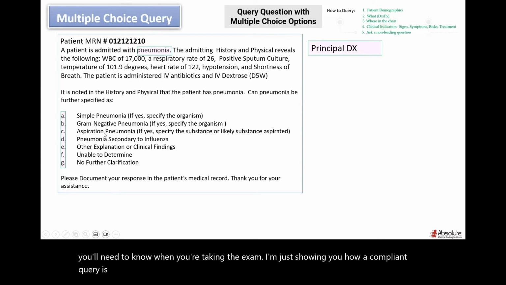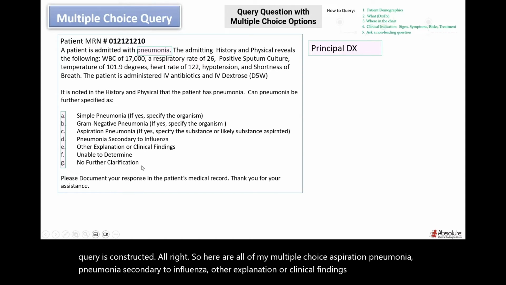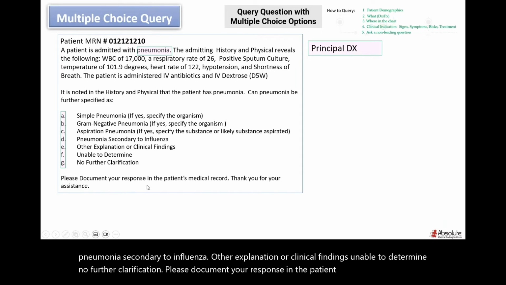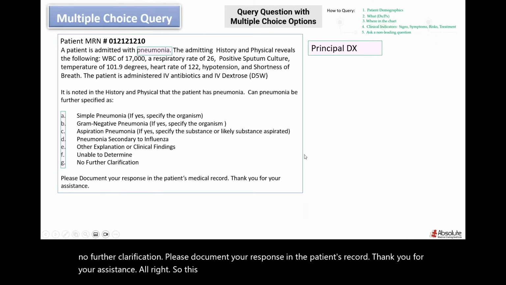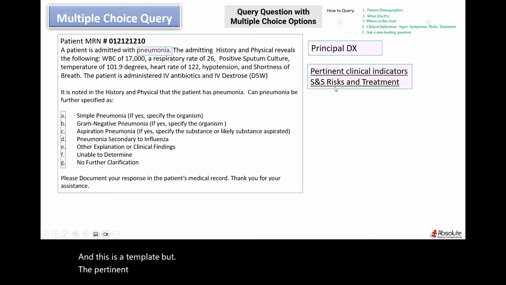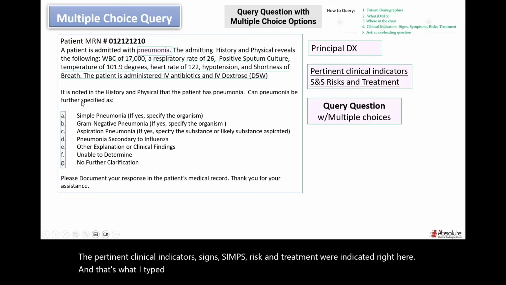All right, so here are all of my multiple choice: aspiration pneumonia, pneumonia secondary to influenza, other explanation or clinical findings, unable to determine, no further clarification. Please document your response in the patient's record. Thank you for your assistance. All right, so this is an example, and this is a template, but the pertinent clinical indicators, signs, symptoms, risk, and treatment were indicated right here. And that's what I typed in. Then my query question was provided. Can pneumonia be further specified?